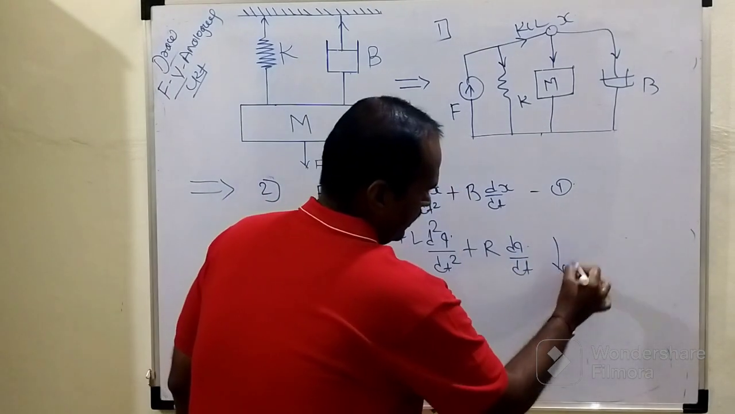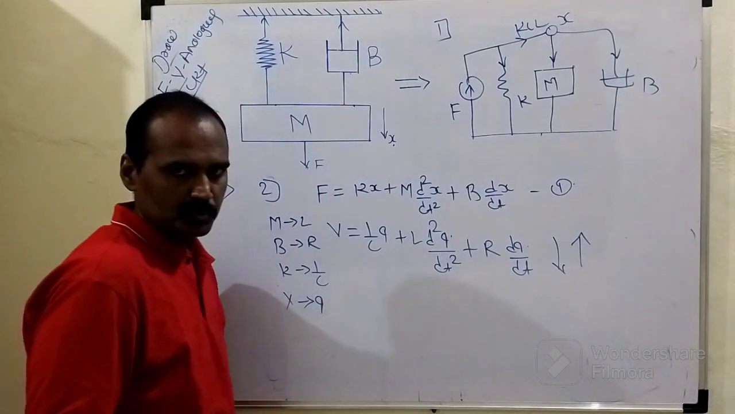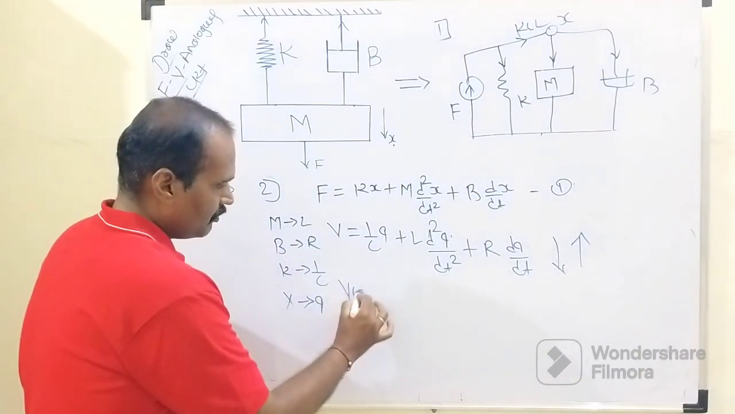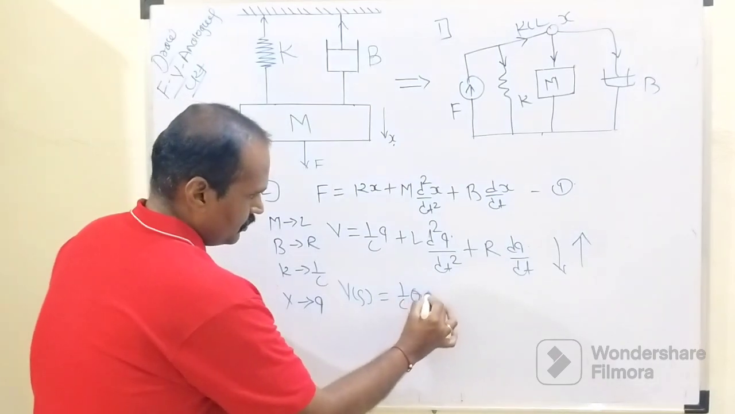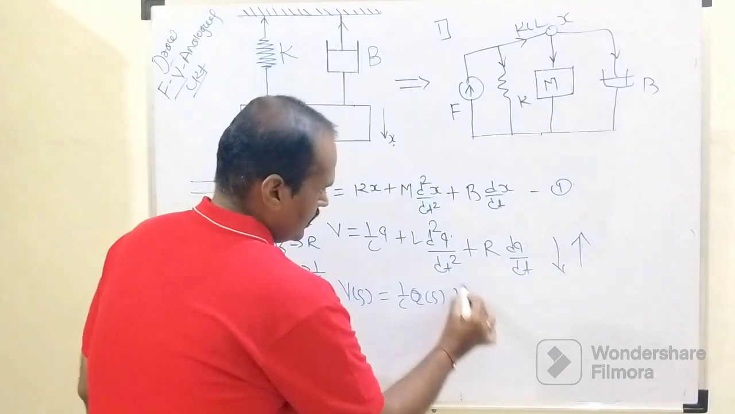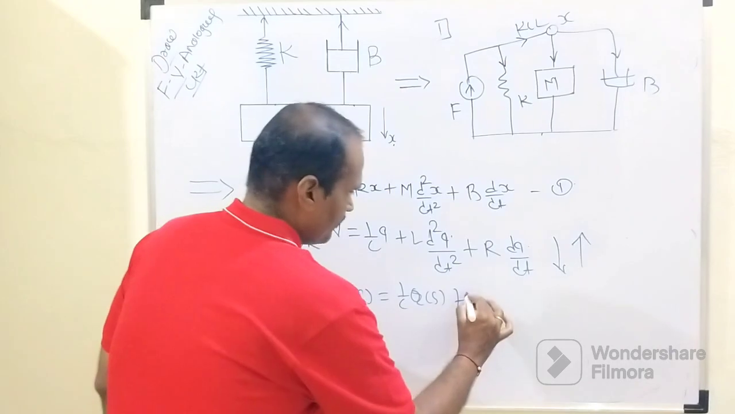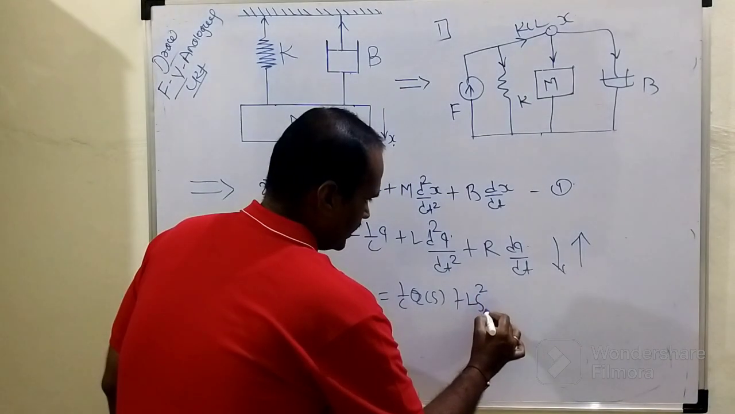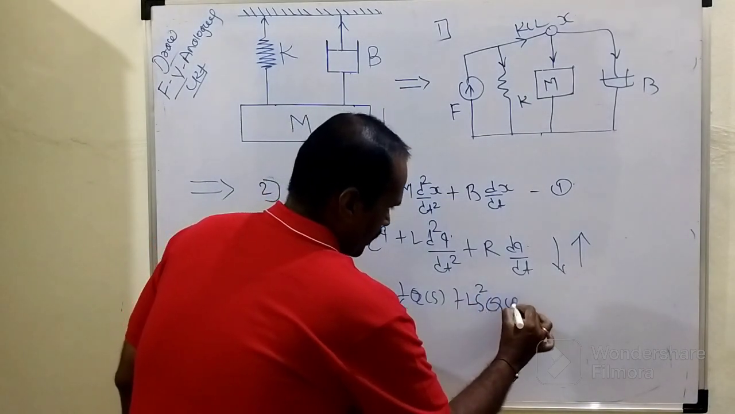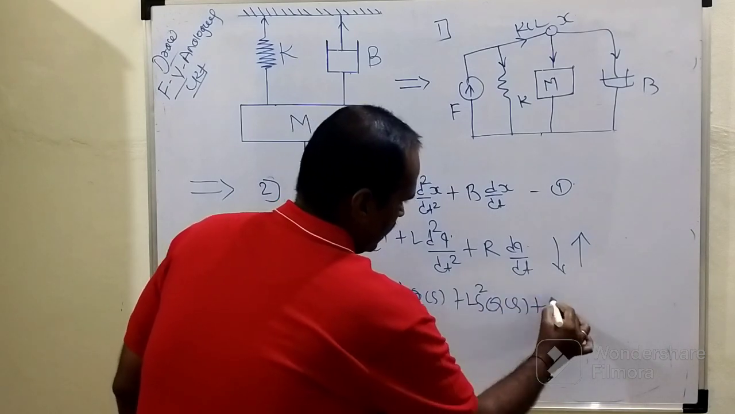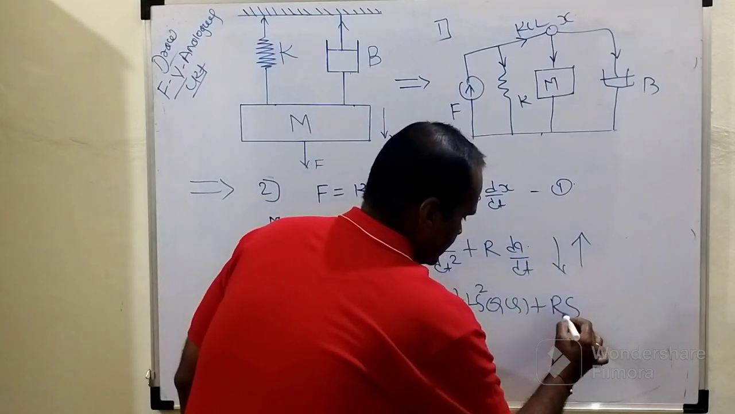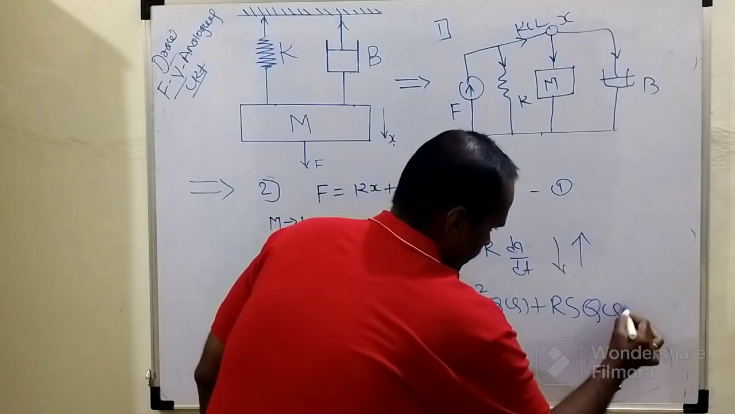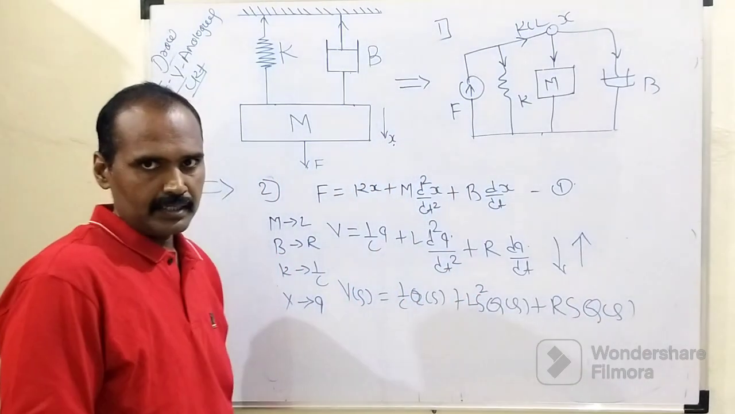Then, when we apply the Laplace transform to this existing statement, it becomes V of s equals 1 over C into Q of s, plus, as we have the second order differentiation, s square into Q of s, plus R into the first order differentiation, where the Laplace variable is s, R s into Q of s.